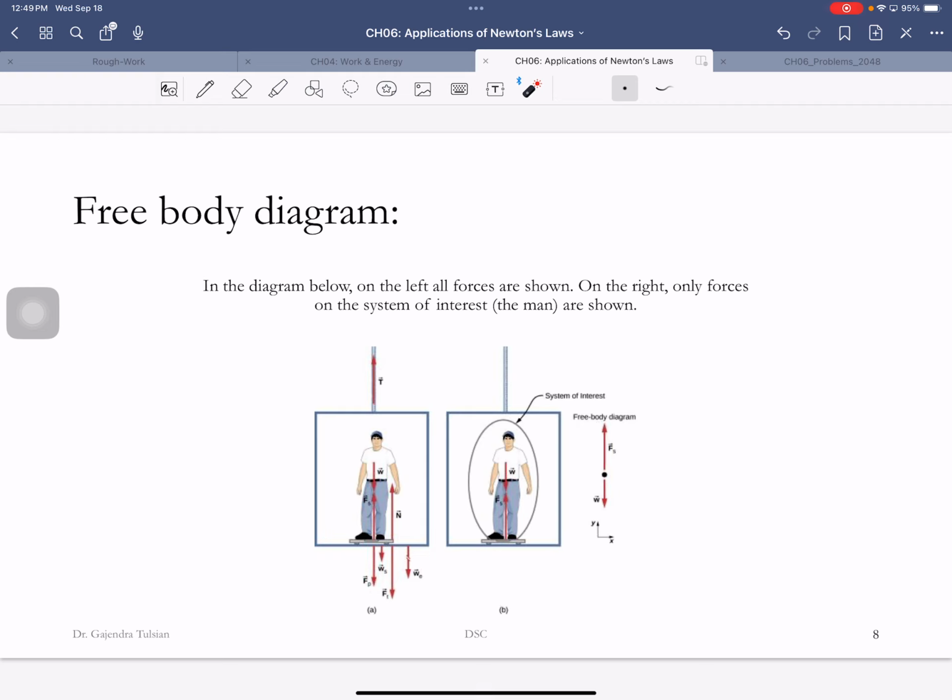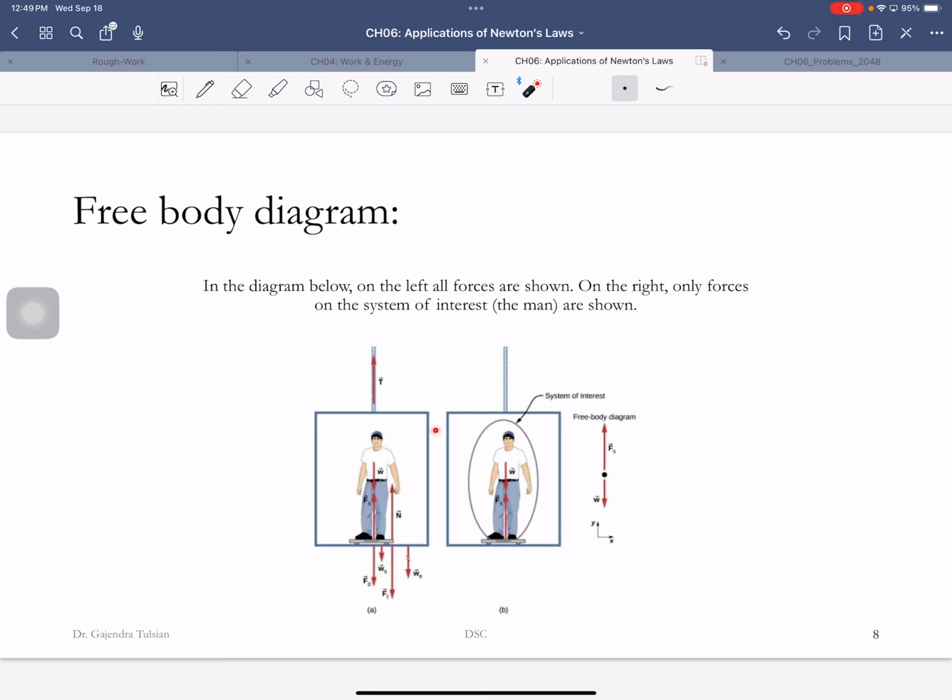So for instance, let's start off simple. We want to look at the motion of this fellow. There are only two forces acting on him. The force of gravity, and he is in contact with the scale, and the scale is pushing him up. So those are the only two forces acting on him. Okay.